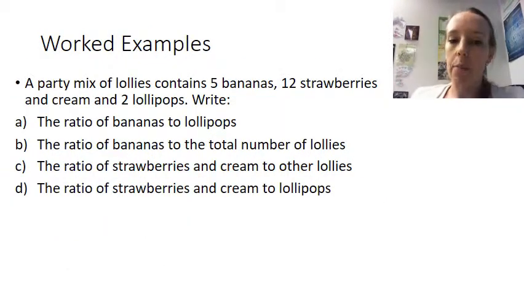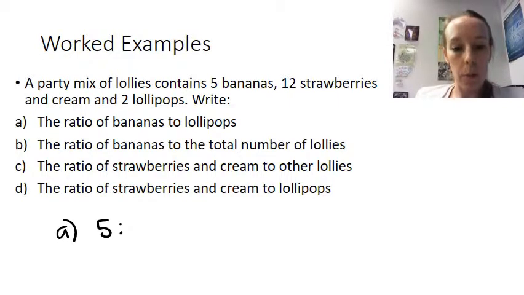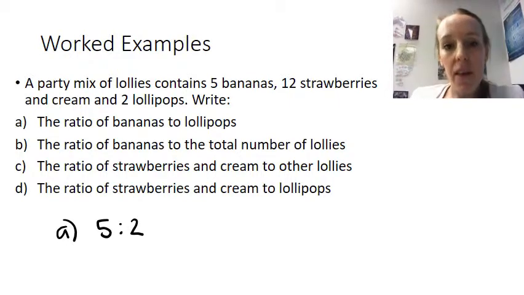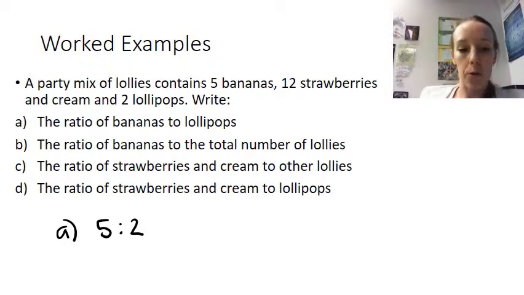Okay, some worked examples. A party mix of lollies contains 5 banana lollies, 12 strawberries and cream, and 2 lollipops. Write the ratio of bananas to lollipops. We're going to do A first, so bananas to lollipops. There are 5 bananas and 2 lollipops. We can't simplify that ratio because there's nothing we can divide both of those numbers by, so we just leave it as 5:2.